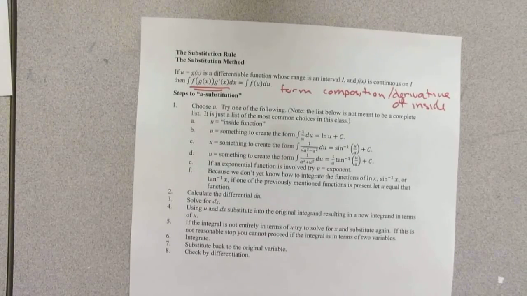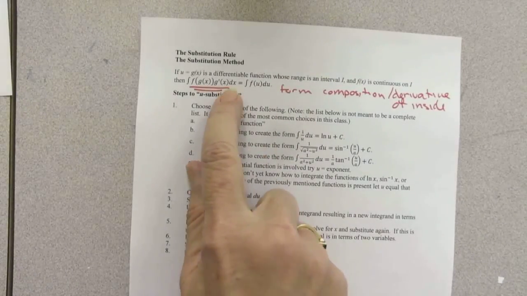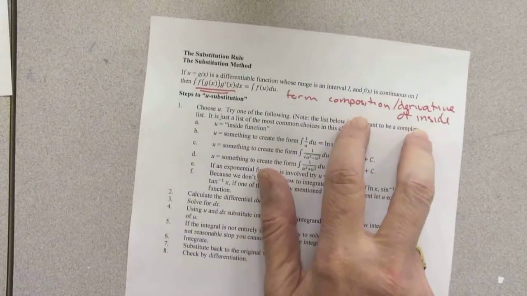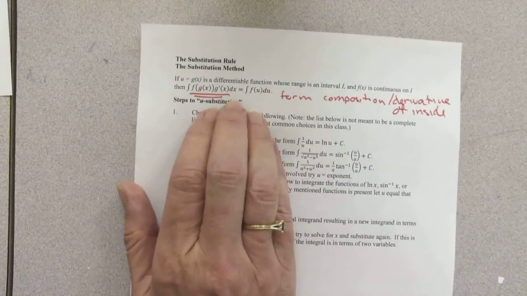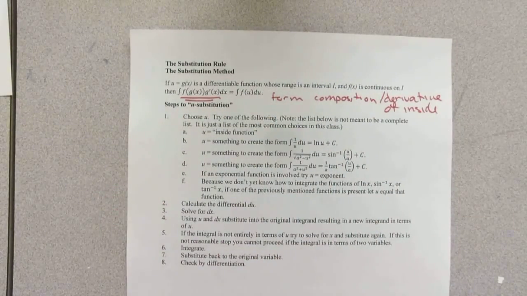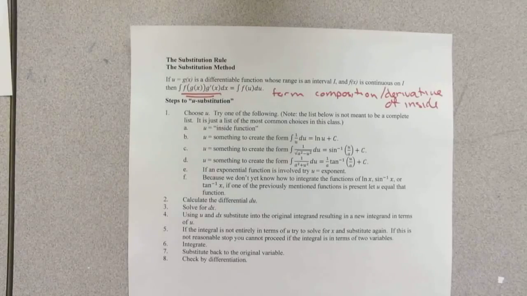Now that's very general. We will be able to tweak it a little bit, so that maybe you won't have to see the entire derivative of the inside, but that's the form this is suggesting we look for to try this thing called a u substitution. Okay, so some basic steps. 1, choose u. Try one of the following.